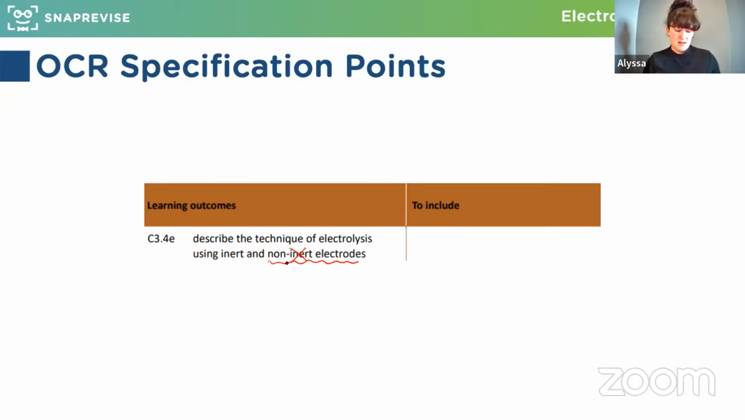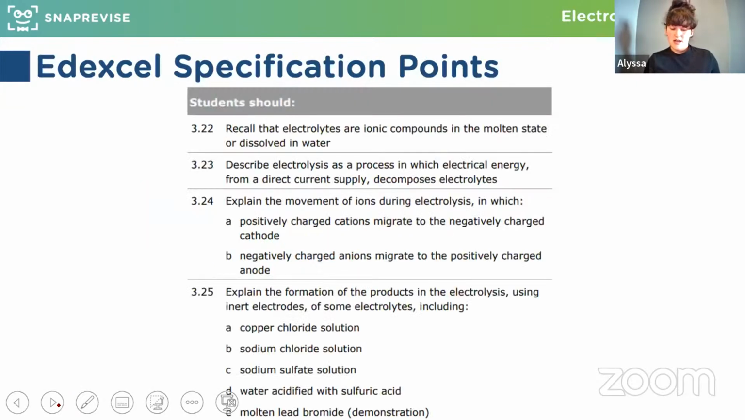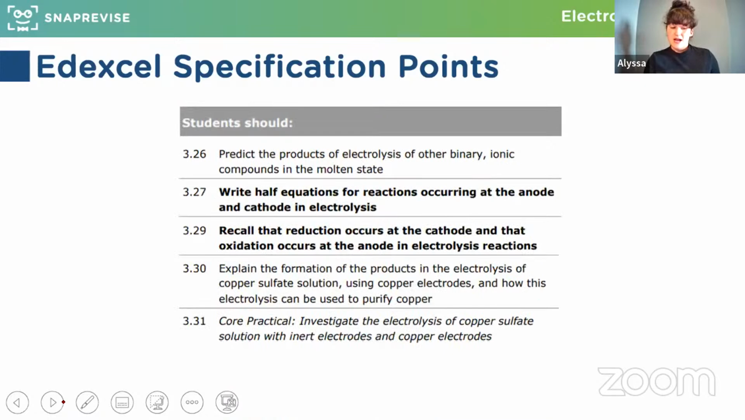And then this is Edexcel. And this one. Edexcel is quite nice because they do give you some examples that you should be able to use and work out. So if you're an Edexcel student, make sure you double and triple check exactly which ones are expected of you. We're also not going to be doing this one as well. This is the non-inert electrodes that we're not going to be covering in this web class.